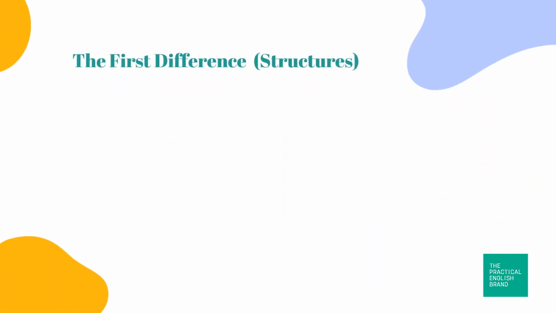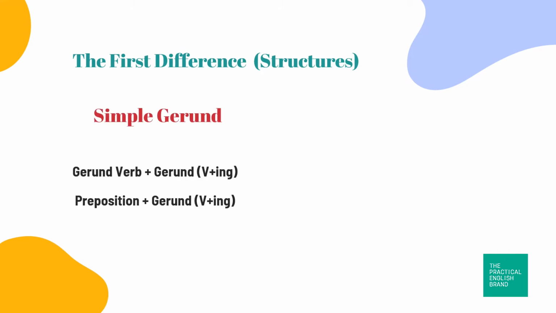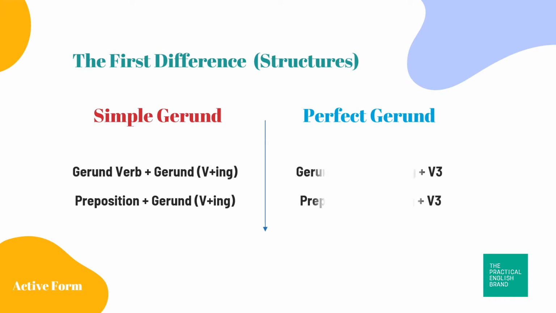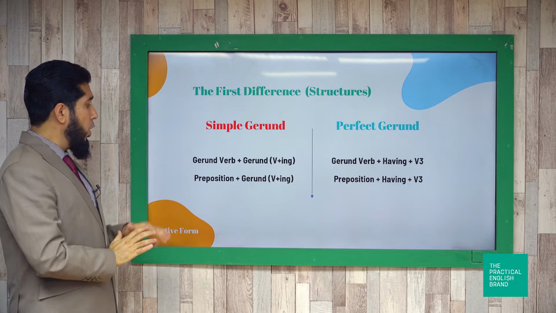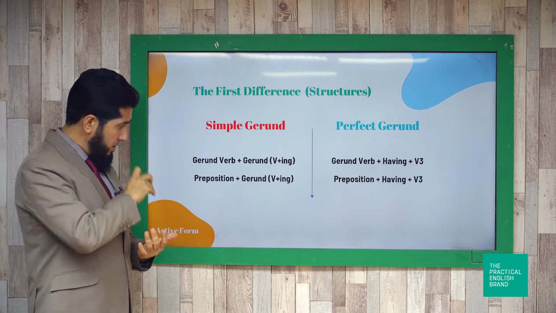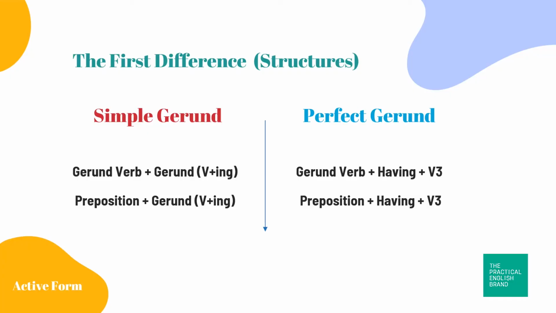So now, simple gerund and perfect gerund. The first difference is in the structures of simple gerund and perfect gerund. Look, if it's simple gerund, the gerund verb is directly followed by verb-ing, which means gerund. Or if there's a preposition in your sentence, the preposition is directly followed by verb-ing as a gerund.